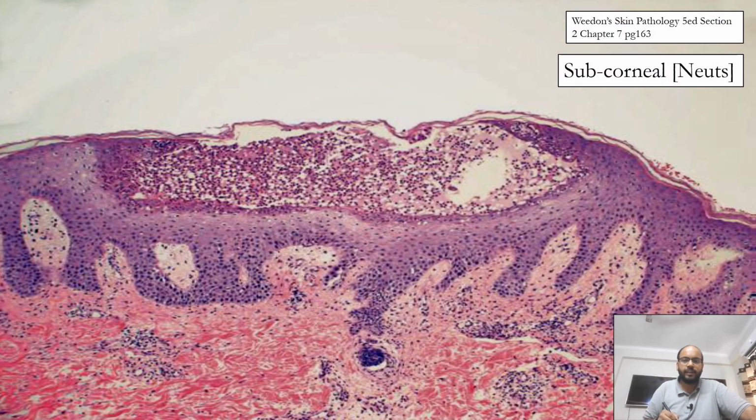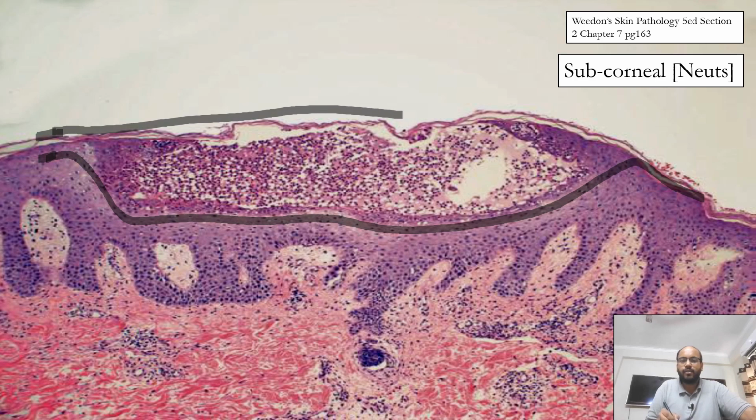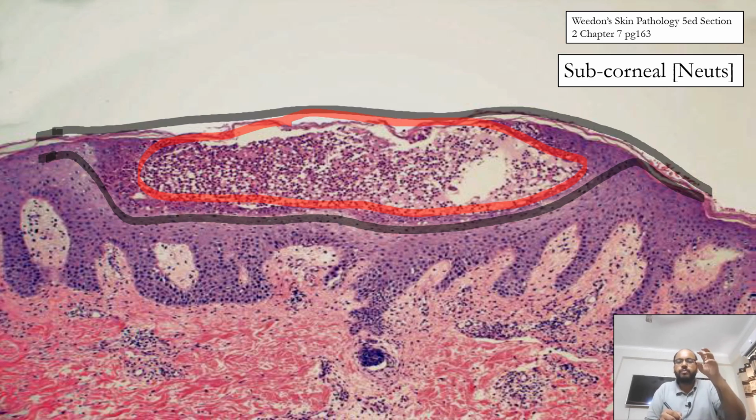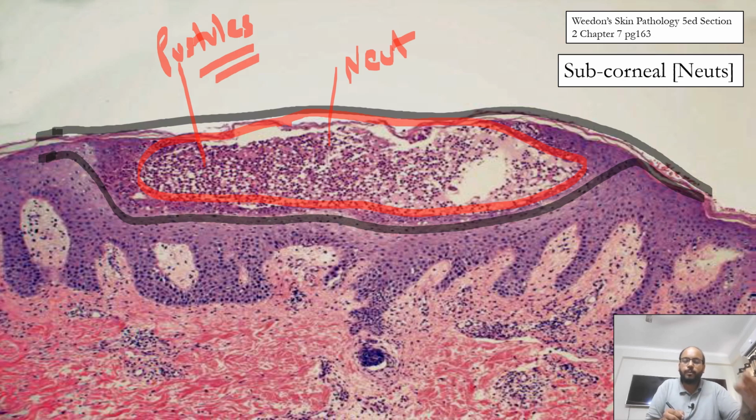Look at this slide, which I've taken from Weedon's 5th edition. This is the stratum corneum. This is the granular layer, and you can see that the granular layer is separating now, with the stratum corneum at the roof. In between them, you can see a huge collection of neutrophils. As compared to Impetigo or Pemphigus Foliaceus, this looks more localized, more grouped together, more solitary. What you are looking at is a pustule. So that is subcorneal pustular dermatosis. Now you get the drift. Let's move forward.